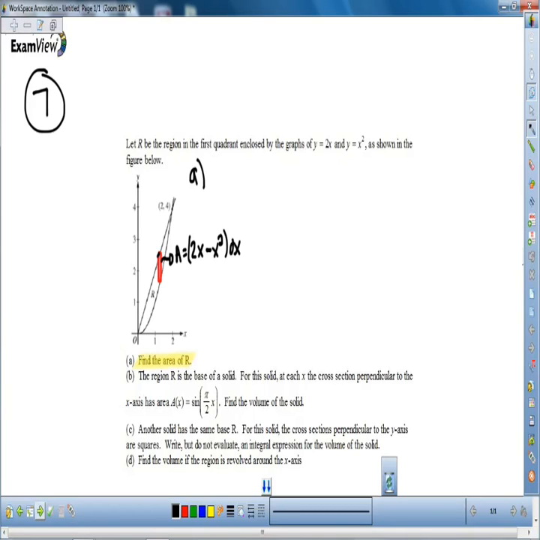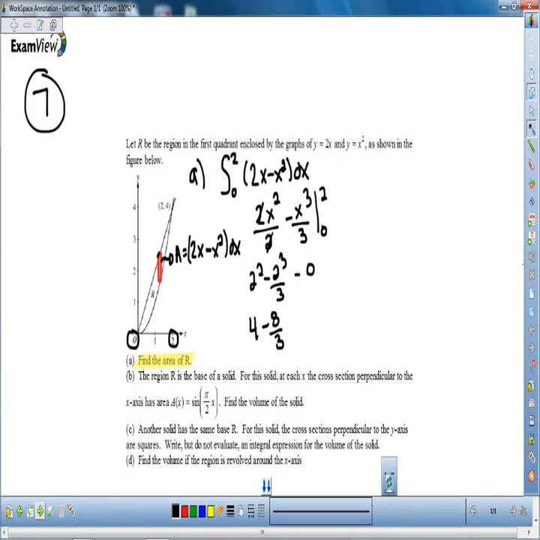To find all of them, we're going to take the antiderivative from 0 to 2 of my area times the small change in x. If I take the antiderivative of 2x, that would give me 2x squared over 2. x squared would be x cubed over 3, and I'm going from 0 to 2. So the area is going to be 4 over 3.